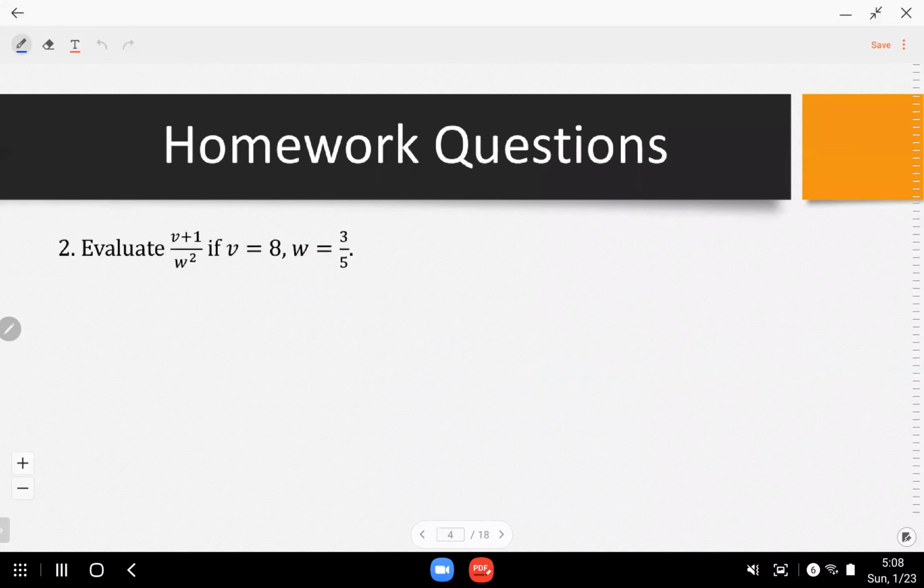So our second homework problem that we're going to look at here. Evaluate v plus 1 over w squared if v equals 8 and w equals 2 3/5. Again, usually the problem with this is that you don't check your answers and you make some small, careless mistake. Make sure you don't do that, okay? And again, some people did not simplify, so make sure you simplify. All right, so I'd like everybody to take the time to just put your answers in the chat, and then we'll go through this.